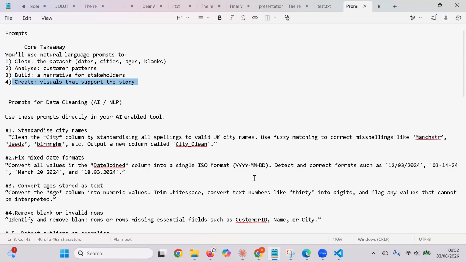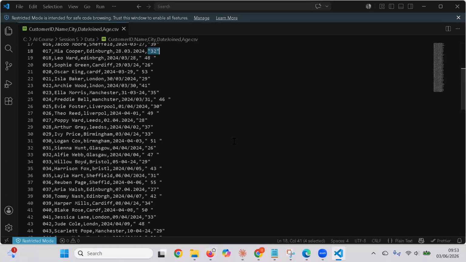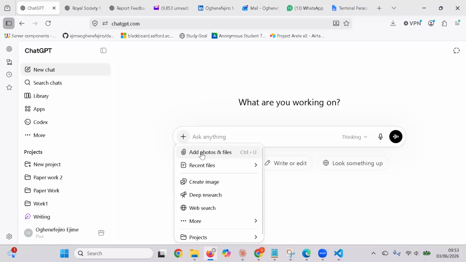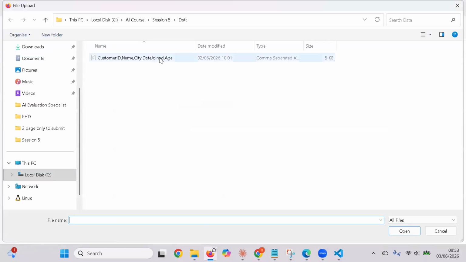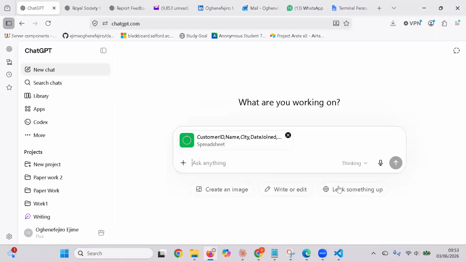This is really simple. As you can see, this is my ChatGPT. Yeah, I know it's a paid version, that's why it allows me to do so many things. The first thing I will do is simply upload this very file here. I will go to ChatGPT, click upload, pick the file, and upload it.